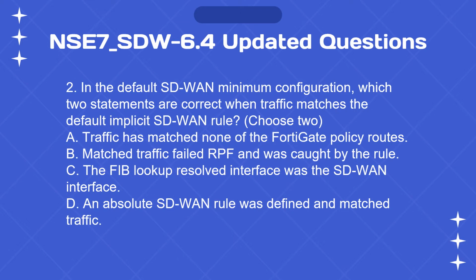2. In the default SD-WAN minimum configuration, which two statements are correct when traffic matches the default implicit SD-WAN rule? Choose 2. A. Traffic has matched none of the FortiGate policy routes. B. Matched traffic failed RPF and was caught by the rule.